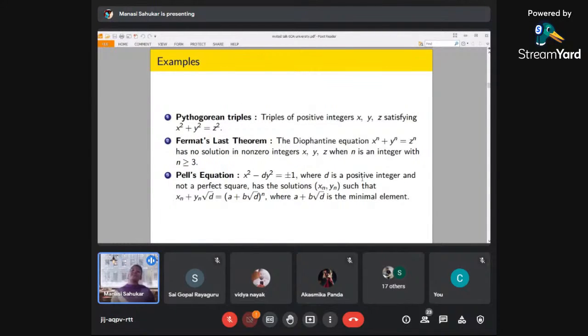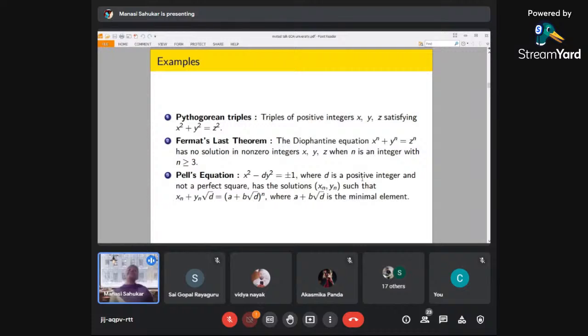By generalizing the Pythagorean triple, Fermat's last theorem exists, which asks whether the Diophantine equation x to the power n plus y to the power n is equal to z to the power n, for n more than 2, has a solution or not. Recently, Wiles proved that it has no solution for any non-zero integers x, y, z when n is an integer greater than or equal to 3. So the only possibility is n equal to 2, where we have a solution. For more than 2, we can't have a solution for Fermat's last theorem.